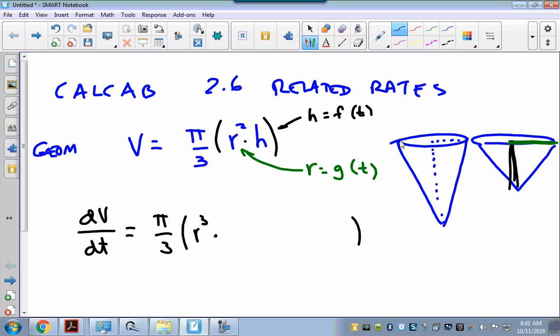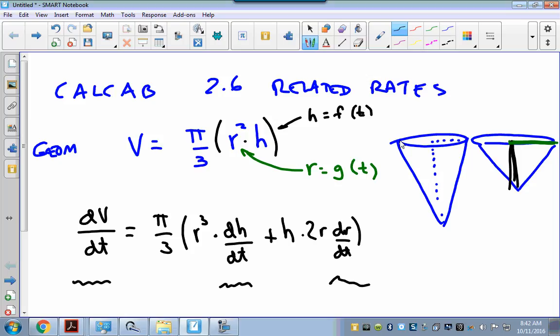Now, because h is a function of time, we have to write the derivative of h with respect to t. Time is the independent variable here. First times derivative of the second, plus the second, which is h, times the derivative of the first. And again, r is a function of time, so the derivative of r squared is 2r dr/dt. So this is now our rate equation. And notice that the rate of change of volume does depend on how quickly the height is changing and how quickly the radius is changing.